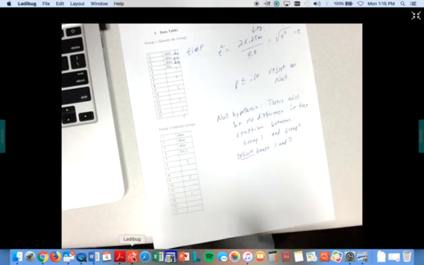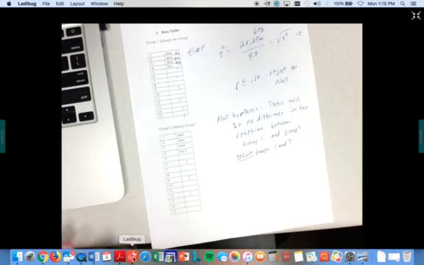Because the null hypothesis means there's no difference, and if this comes out to be less than that, then there is a statistically significant difference between the 2 groups. Okay? Clear as mud? If not, please call me tomorrow.